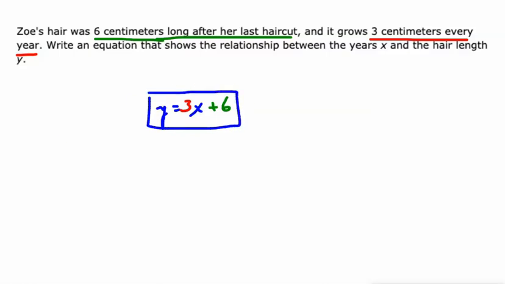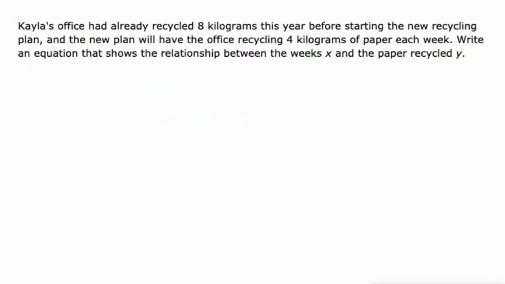Pretty repetitive, right? I mean, you just got to be able to properly identify the slope and the y-intercept. Let's do 2 more real quick. Kayla's office had already recycled 8 kilograms this year. Okay, we did a recycling one earlier that we didn't start with anything before starting the new recycling plan. And the new plan will have the office recycling 4 kilograms of paper each week. All right, so paper recycled y is equal to the 4 kilograms each week x plus the 8 that we did before the official plan started.